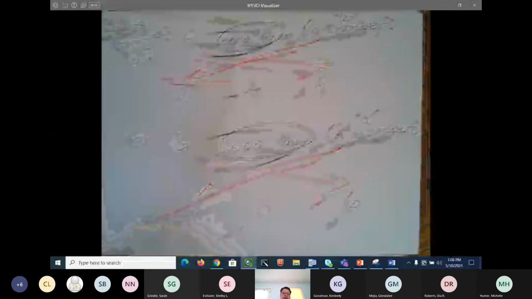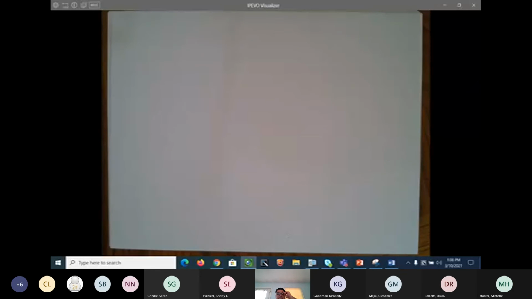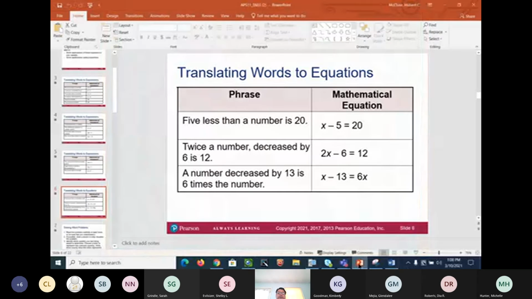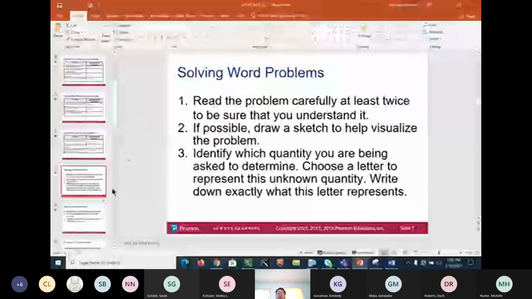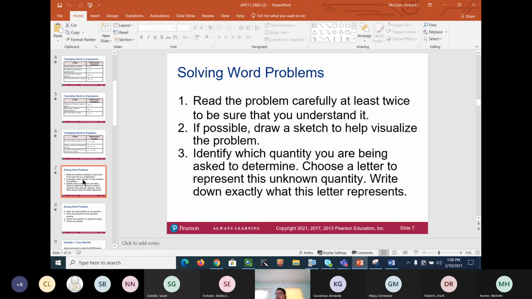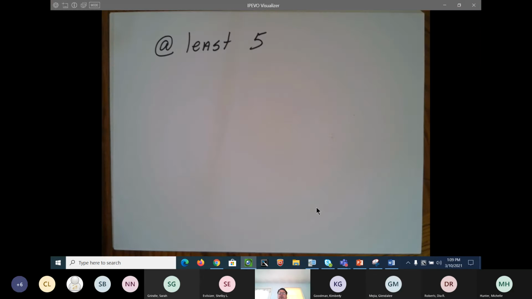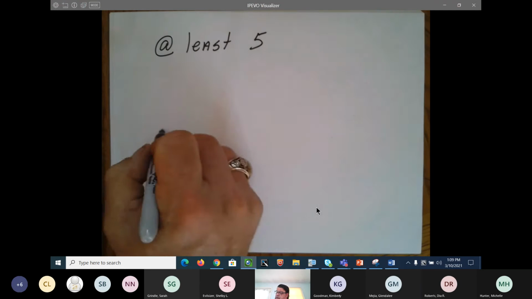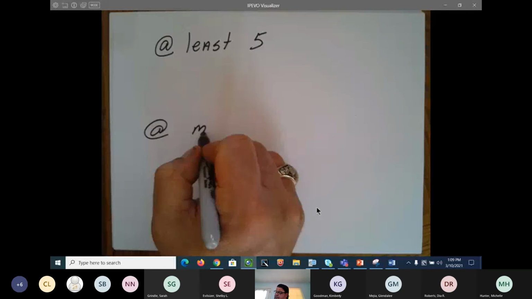So let's look at the examples that they give us after they give us those do-jiggers. Read the question carefully, all right? Let me ask you a question. When you see the words "at least 5," what does that mean to you? Here's another one: "at most 5."